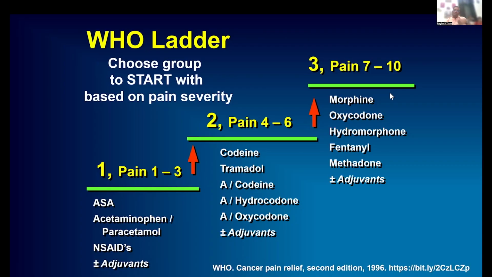Now, if you go back to our Bill, he was suffering from 8 to 9, and if you ask me, I can directly start the patient on this group of medications.